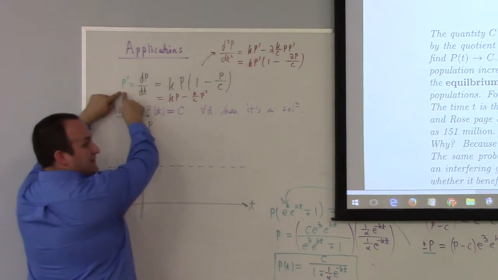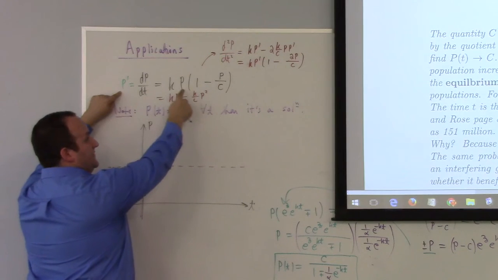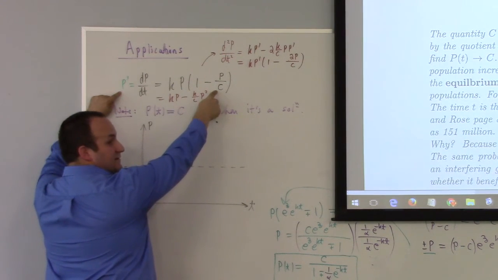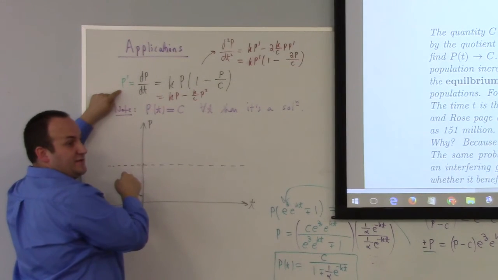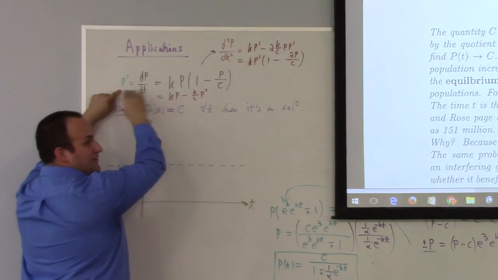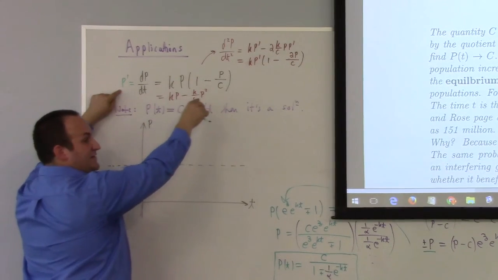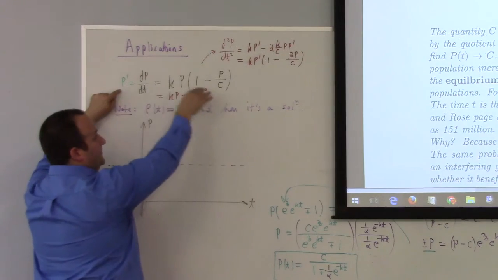This right here, you can look at this and you can tell that p is increasing if this is positive and that's positive, right? In other words, if the population is less than the carrying capacity, the population is increasing. The only way the growth rate of the population can be 0 is if you're at the carrying capacity. That's the only way this can be 0.